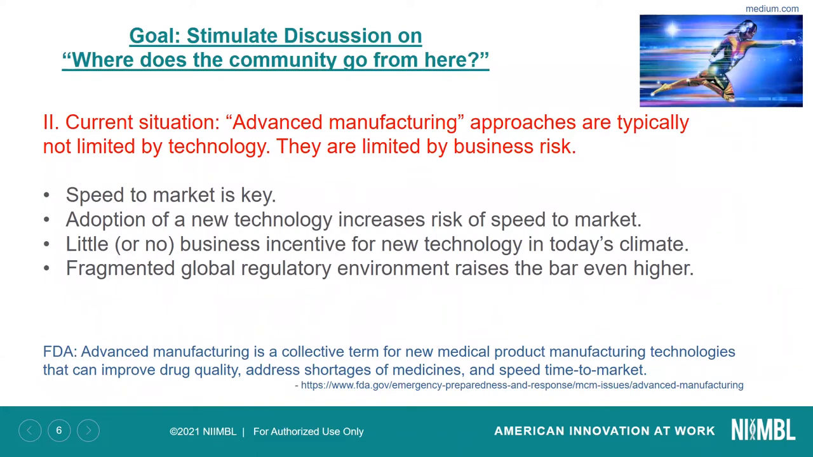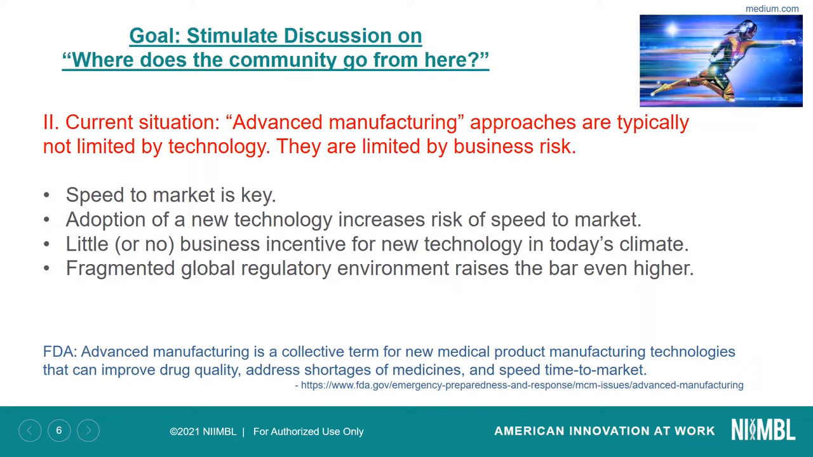And advanced manufacturing, which I put in quotes here because I think we just heard a great presentation from Adam about a framework for thinking about advanced manufacturing at the agency. But I think there's still a diversity of thought on what constitutes advanced manufacturing. But I would argue advanced manufacturing approaches are typically not limited by the technology itself. I think the risk is a business risk around adoption of those technologies.